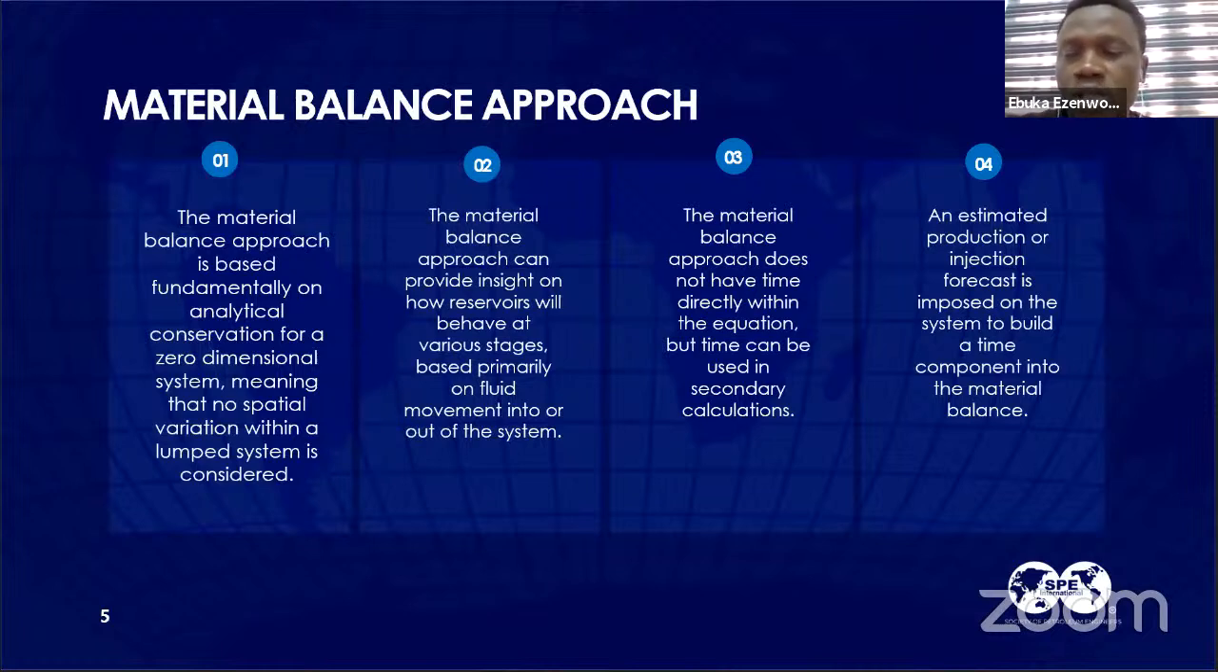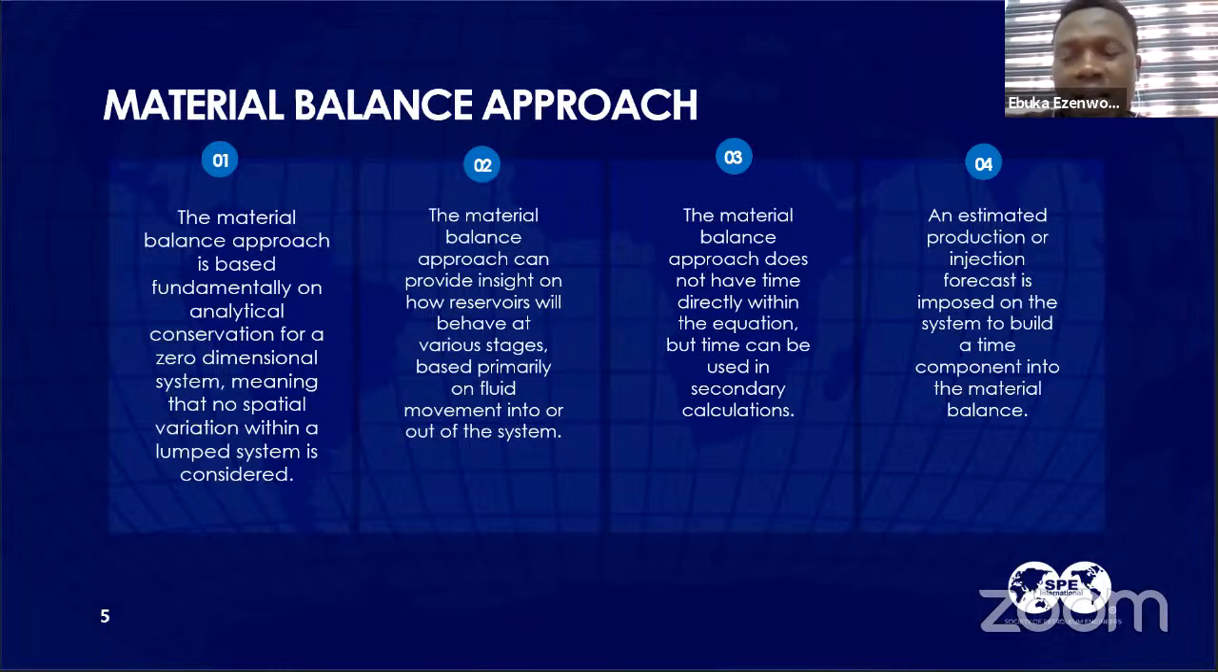So each property in the reservoir varies. The pressure at a particular cell is not going to be the pressure at another neighboring cell. Likewise, the saturation. But in material balance, it takes an average property. It assumes that in the overall system, a particular pressure value is constant at that point in time in the system. The porosity is constant at that particular time in the system. So that's why it's a zero-dimensional approach.